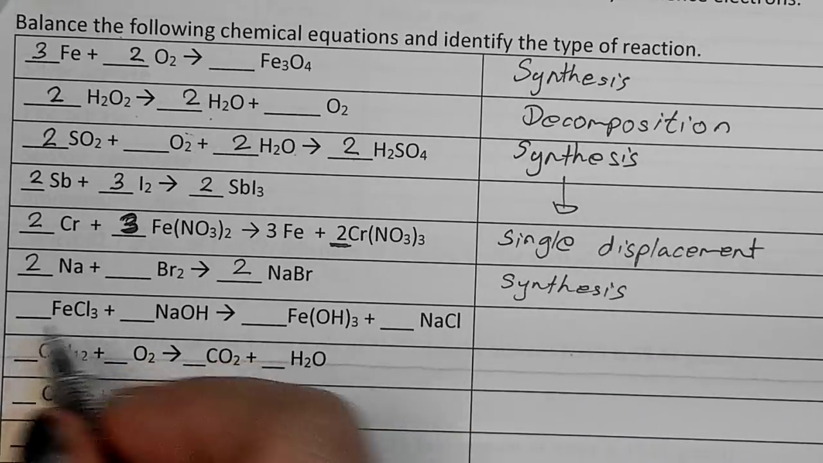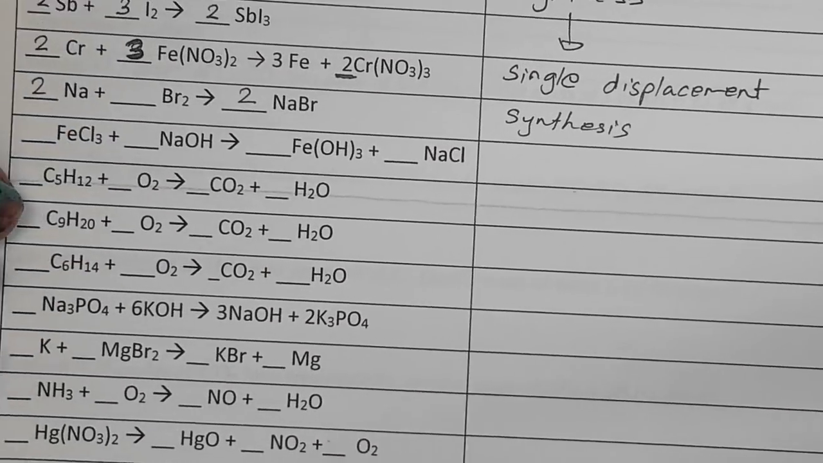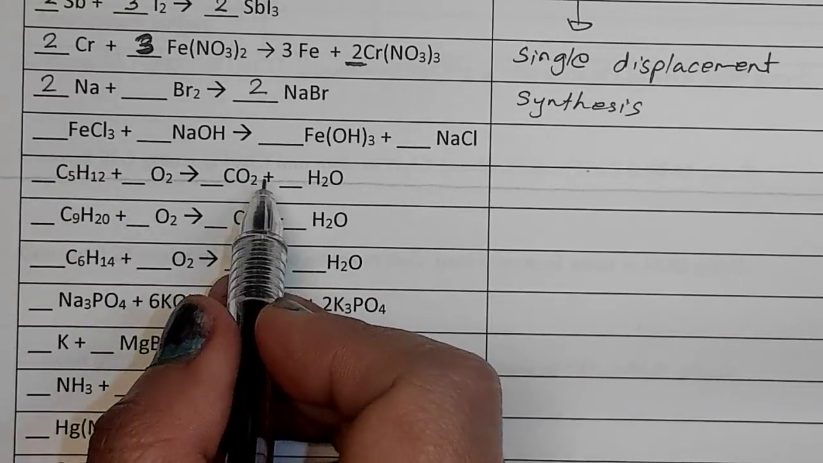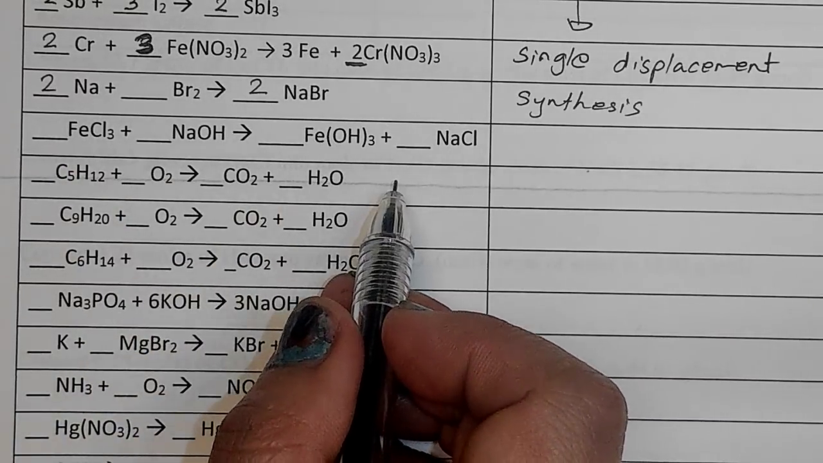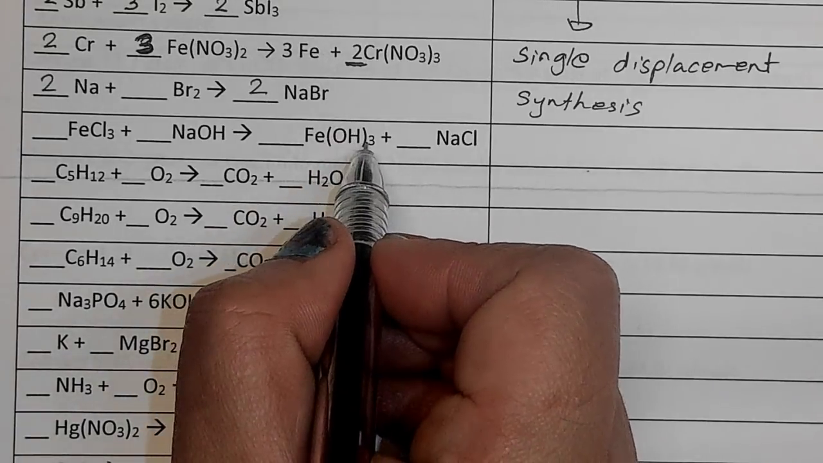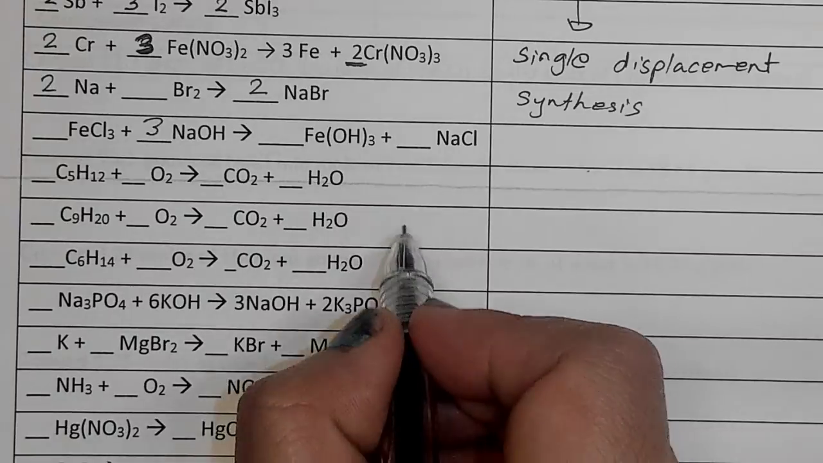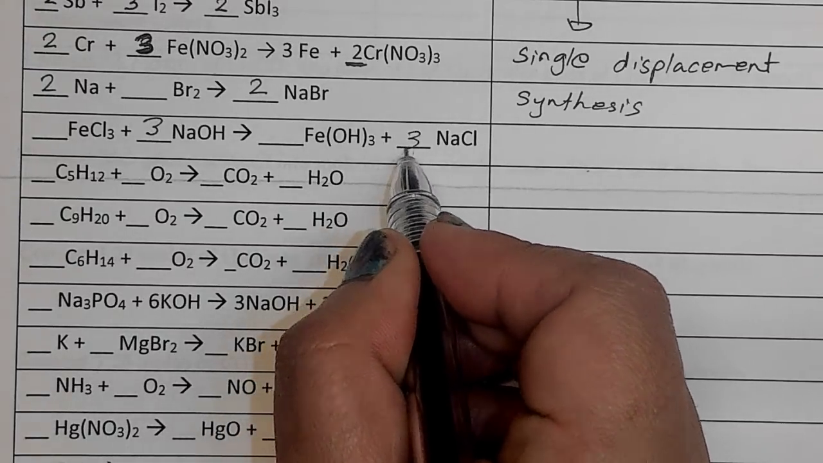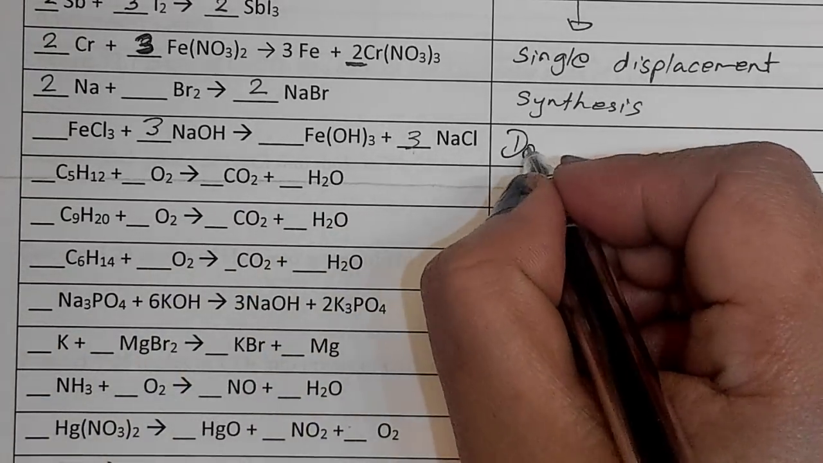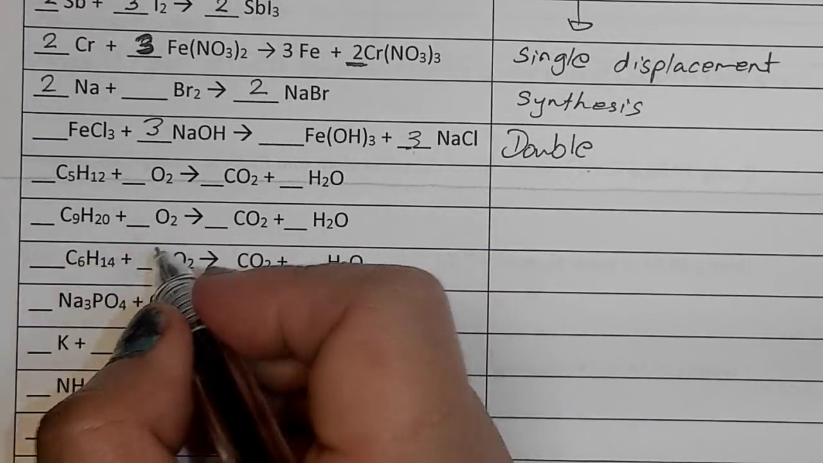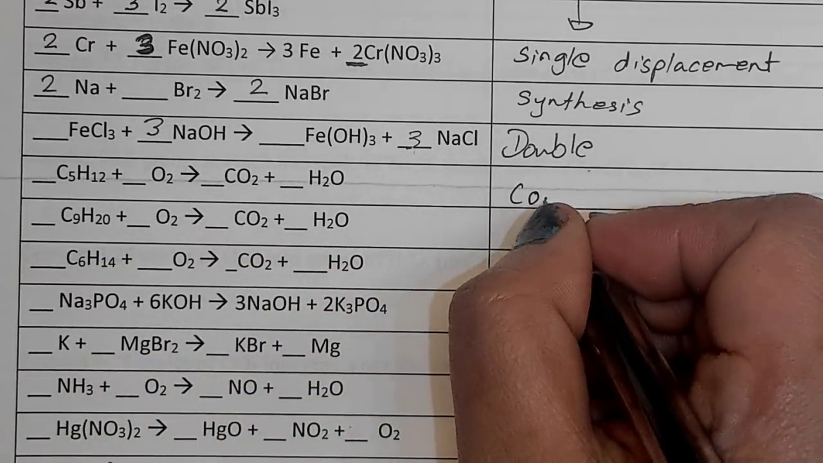Okay, this one is a double displacement. If you're looking at it, you'll see Fe and Na just switch spots. They swap. There's 3 of them, 3 here, 3 Cl, 3 Na, 3 here. This is called double displacement or replacement. The following are combustion.